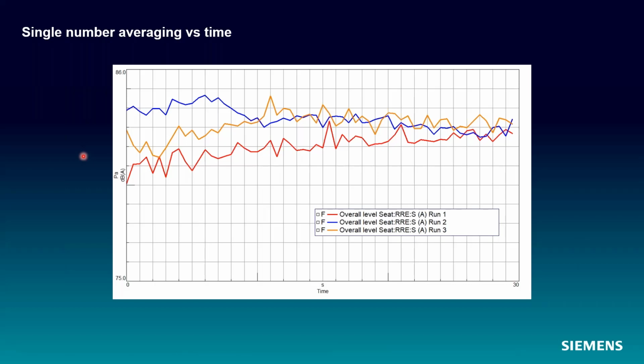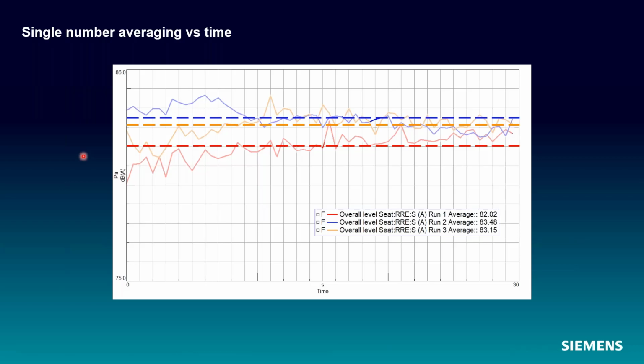So if I do that, I can compute an average, and I can put this right in the legend of Test Lab. It'll compute this average for me right here in the legend. And I've gone ahead and added some lines here. It shows me, okay, so the blue run 2 is about 1.5 dB higher on average than run 1. So it takes these trends that I see developing over time and boils them down to a single number.